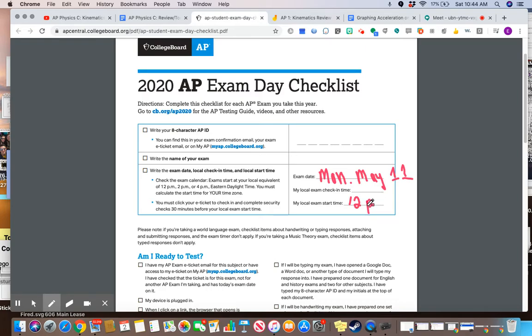So your exam's gonna start at noon, 12 p.m. The check-in time is 11:30 a.m. You need to have your stuff together before then. Okay, so I know that some of us have a history of being late to things or doing things late or being in our own worlds.